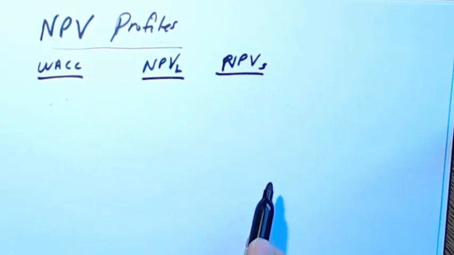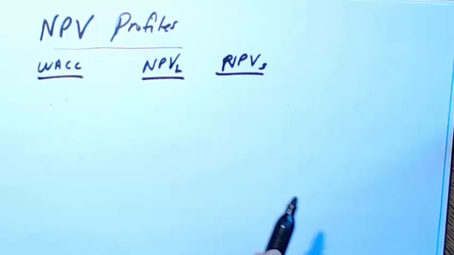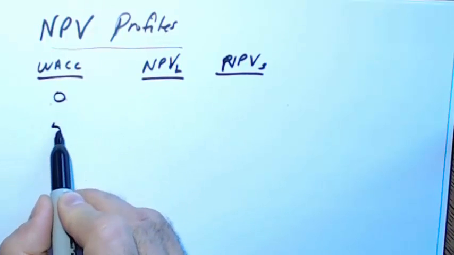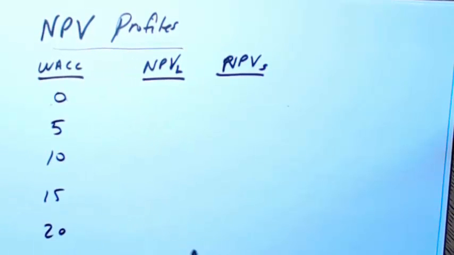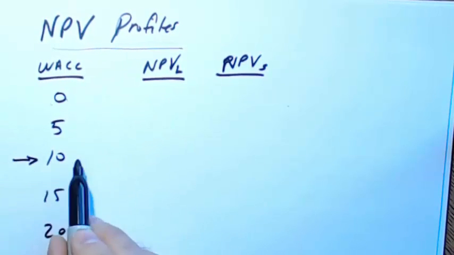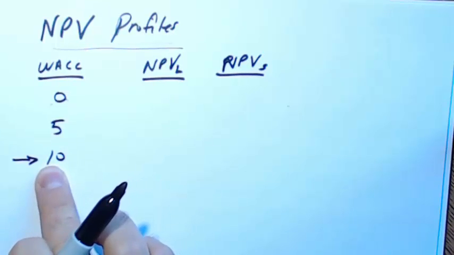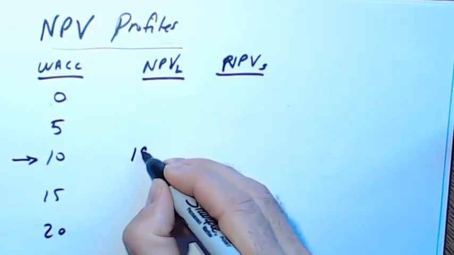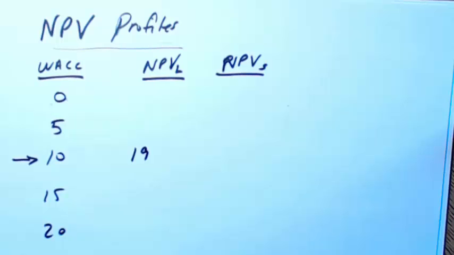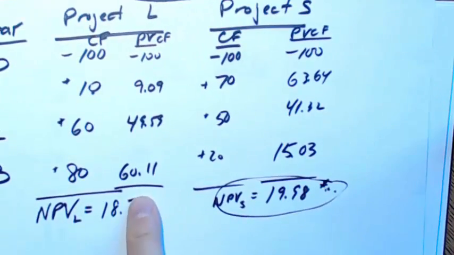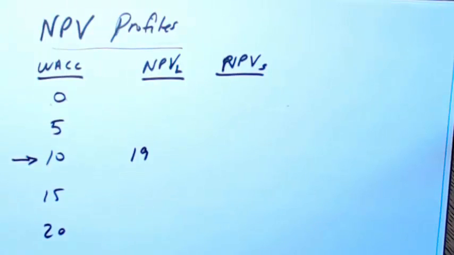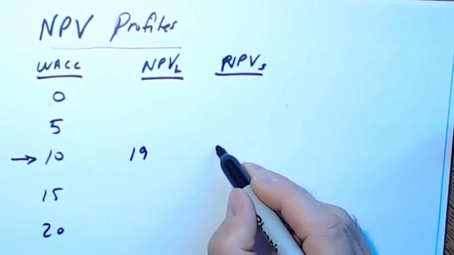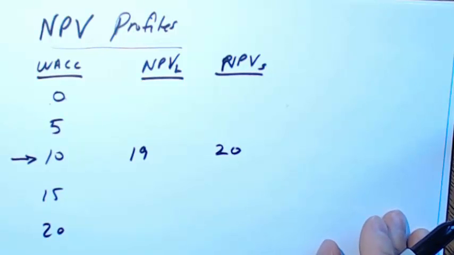So here we started off, and I'm going to round a lot of stuff. I'm going to look at 0, 5, 10, 15, and 20 weighted average cost of capital. We started off assuming a weighted average cost of capital of 10%. And then on a rounded basis, we came up with 1879. So I'm taking these numbers and I'm just going to round them for our purposes here. So that came out to be $19, and it came out to be $20 for Project S.